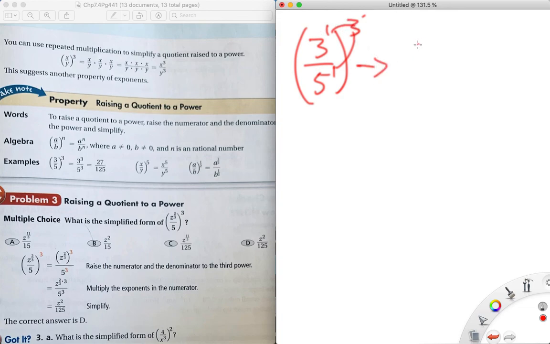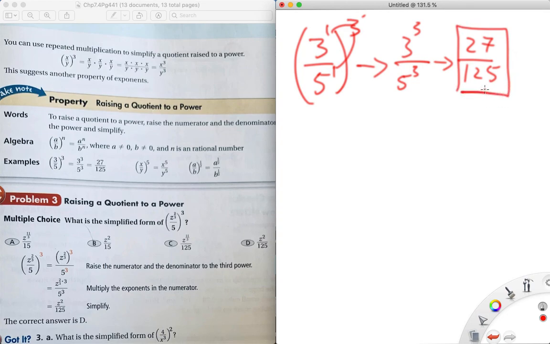So this is going to be 3 times 1, 3 to the third. This is going to be 1 times 3, 5 to the third. So 3 cubed, I believe, is 27. 5 cubed, I think it's 125. And then that would be my answer.